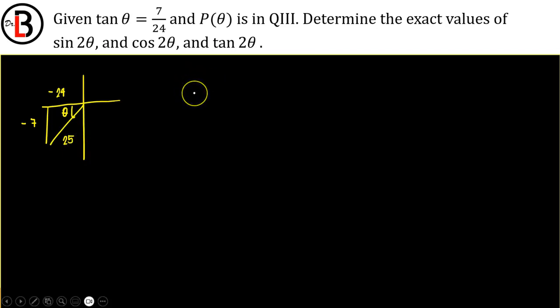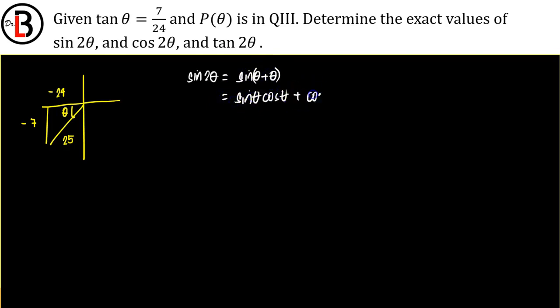By the way, some of you might be asking how the formulas were derived. For example, if I say sine of 2 theta, this is basically sine of theta plus theta, or sine cos plus cos sine. That's why you have 2 sine theta cos theta, and it follows for the cosine and for the tangent. So let's apply the formula in here.